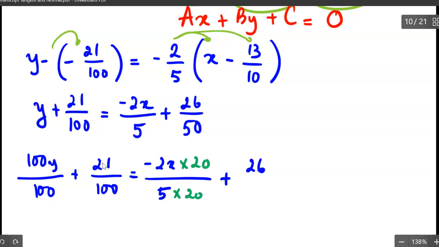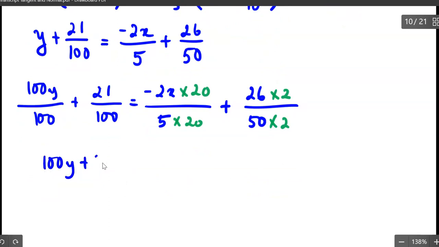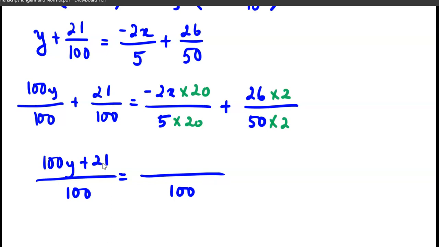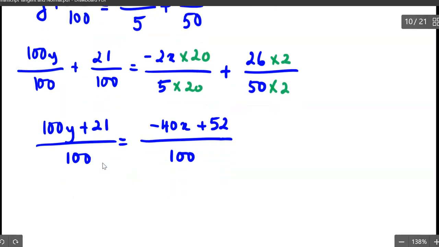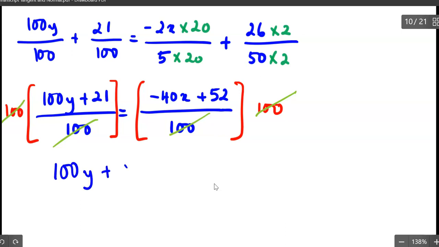And from here, I should have this. I times this one by 2 as well. So what do I get? 100y plus 21. At the same time, I might as well put them over 100, okay? So here over 100, I should have negative 40x, okay? And plus 52, all right? Okay, so how do I get rid of the 100 at this point? That means you are going to multiply both sides of the equation by 100. Whatever you do on one side of the equation, you do the same thing on the other side, right? Okay, so in this case, I cancel that, cancel that, cancel that. So in the end, I have 100y plus 21 equals negative 40x plus 52.